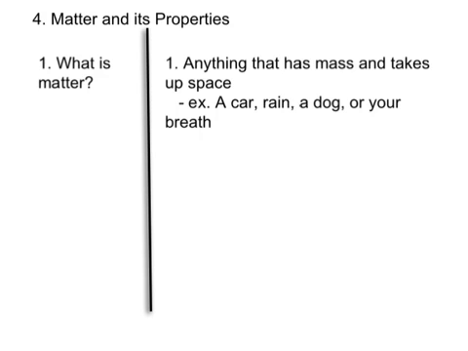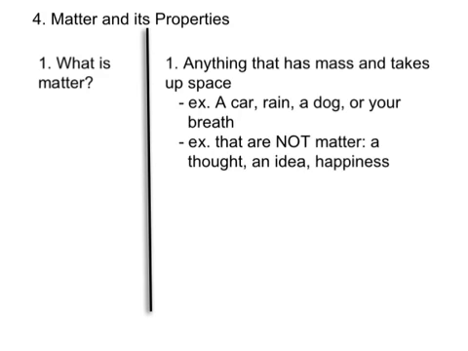We'll take a look at some examples that are not matter. All right, and here are some things that are not considered matter. For example, a thought, an idea, feelings like happiness, sadness, anger, those kind of things are not matter. We cannot take a thought and weigh it, or a thought doesn't take up space in your brain. Okay, so those kinds of things are considered not matter. So matter, again, is anything that has mass and takes up space, and things that are not matter are ideas, thoughts, and abstract stuff like that. Okay, that's our first question. So we're going to just take a look at our second question.